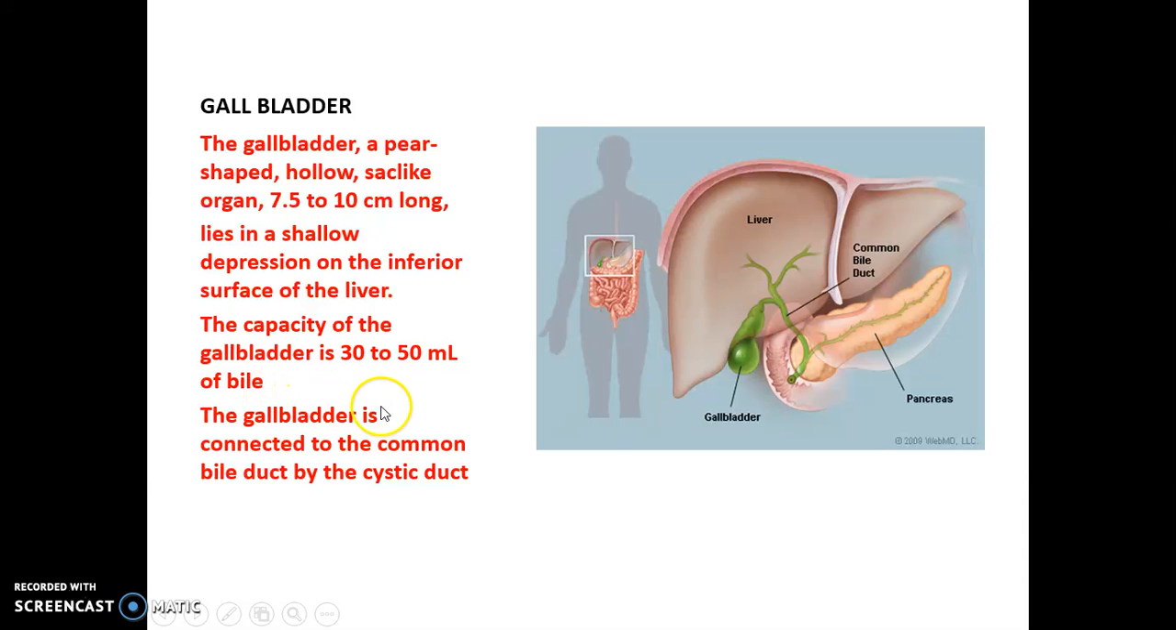The gallbladder is connected to the common bile duct by the cystic duct. You can see here the common bile duct, and this is the gallbladder, connected through the cystic duct to the common bile duct, which opens into the duodenum. Two ducts, the left and right hepatic ducts, come from the liver and form the common bile duct. The cystic duct from the gallbladder joins the common bile duct and opens in the duodenum.